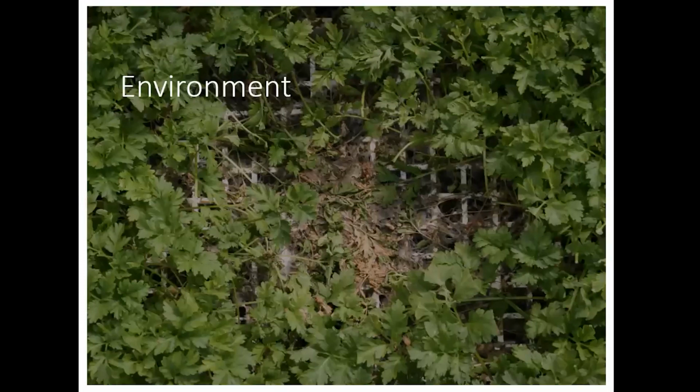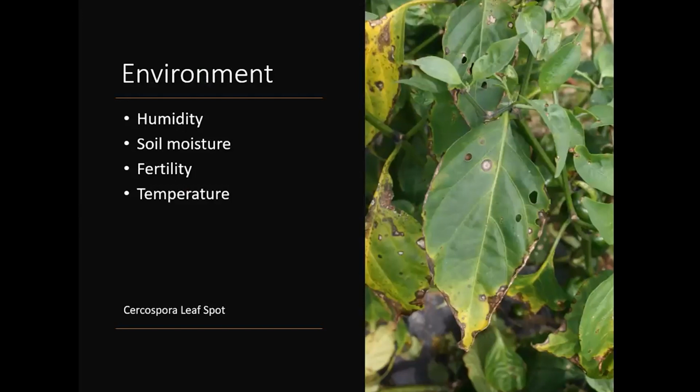Okay, side 2 of the disease triangle is environment. That is, those favorable environmental conditions that I talked about. And this is the one that we can often control pretty well. So when we talk about environment, we're talking about humidity, soil moisture, fertility sometimes, and then temperature. So it's usually temperature and water that are the two big ones that we talk about.